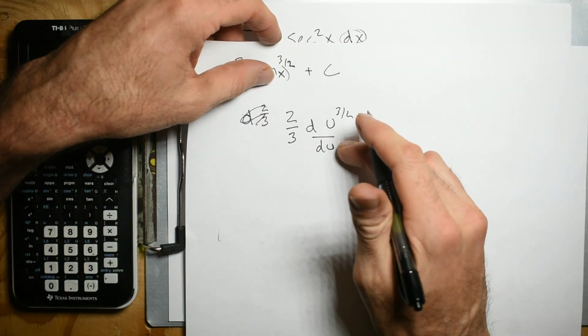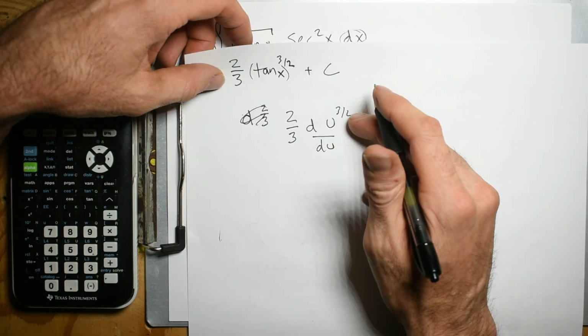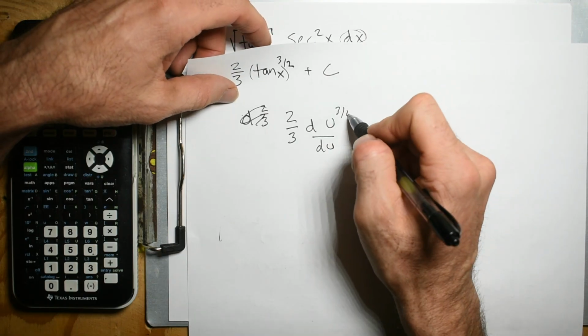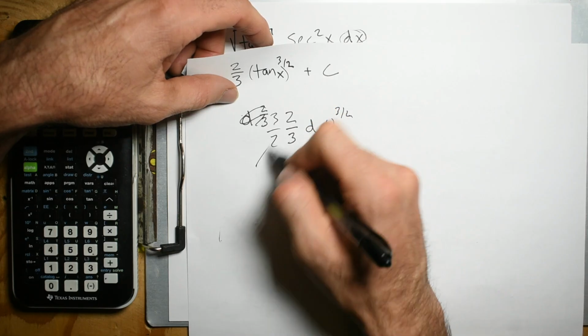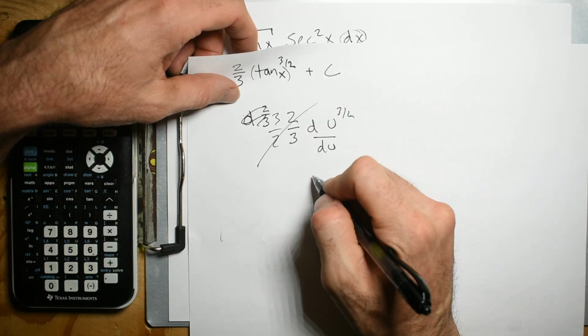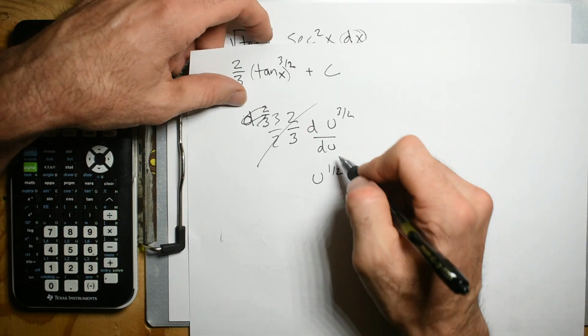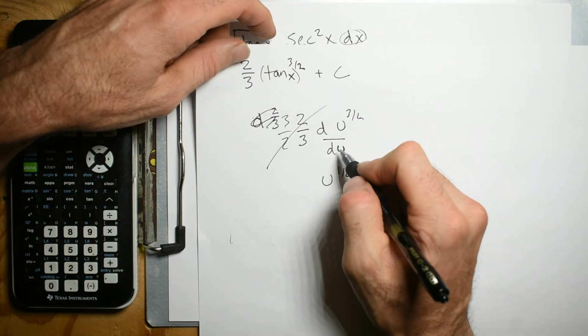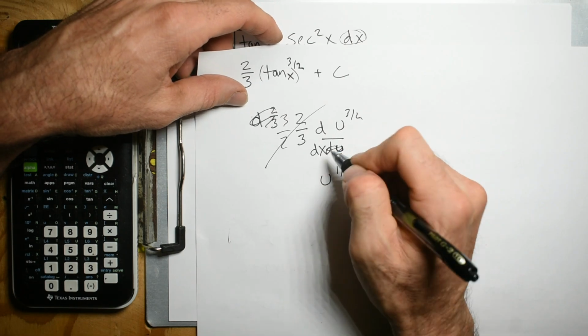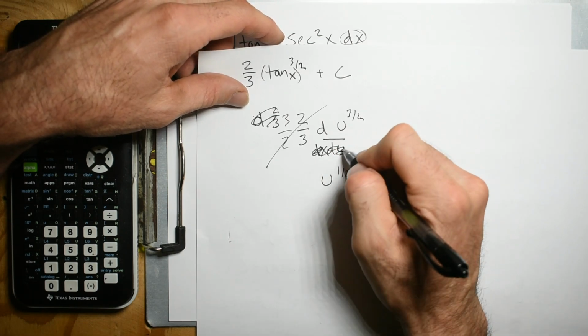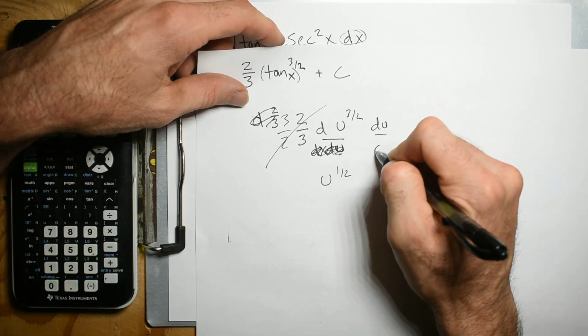Cool. And so the derivative is bring down the power, so that's going to be 3/2. That cancels, and this gets dropped by 1. So I'm going to have u to the 1/2. But also, sorry about this, I need the derivative of this with respect to x. I can't do that directly, so I'm going to do du and then du/dx.